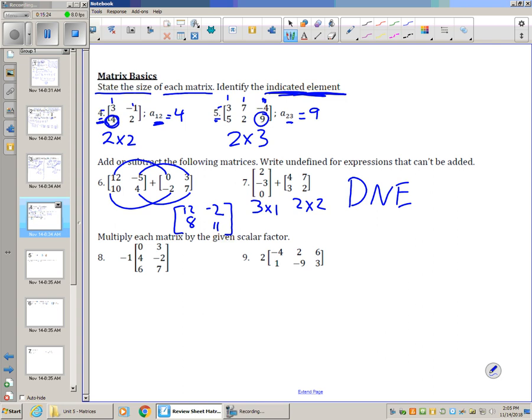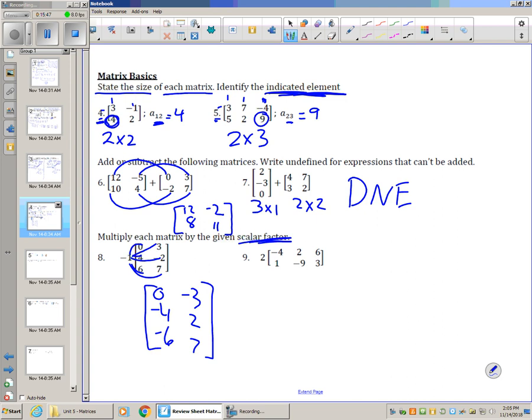For number 8, multiply each matrix by the given scalar factor. Okay, again, this is gimme points. This is just distributing the value through to every single number in the matrix. Okay, so everything multiplied by negative 1 on number 8. So I'm just getting simply 0, negative 4, negative 6, negative 3, 2, and 7.